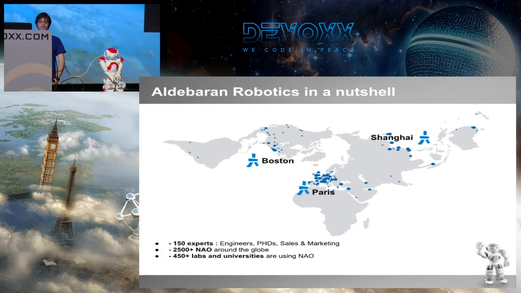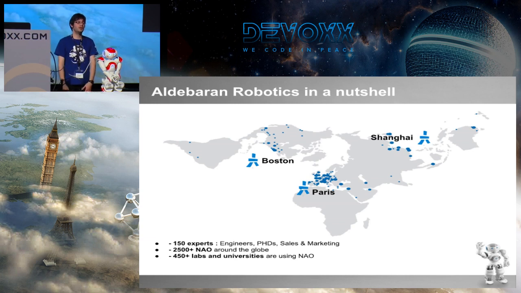So, Aldebaran Robotics. The main research and development is done in Paris. Everything from the low level, the mechatronics, the electronics, up to the microcontrollers, the embedded software, the NAOqi framework, and the graphical tools you are going to see in a few moments, everything is done in Paris. And we also have some other offices in foreign countries for sales and so on.